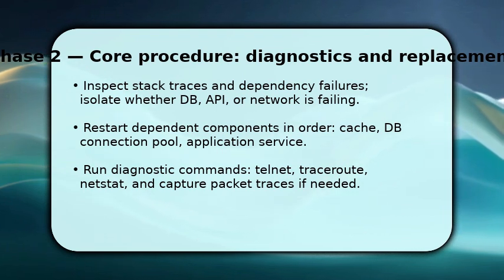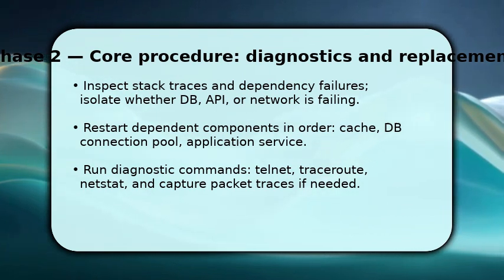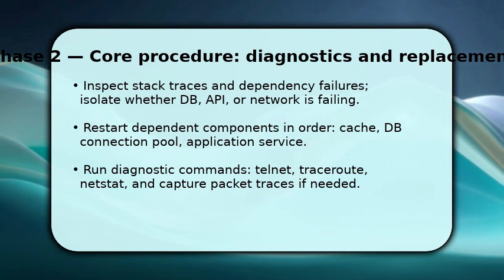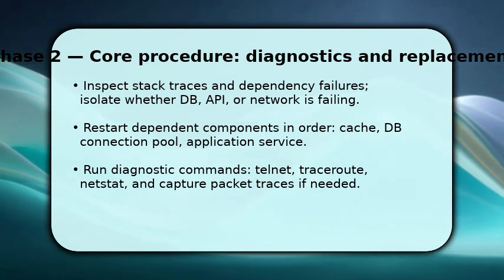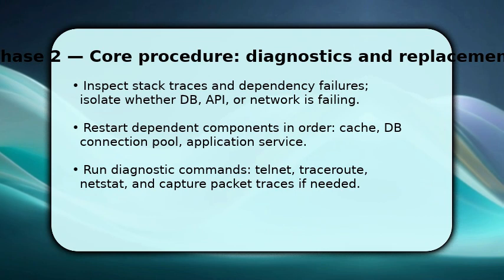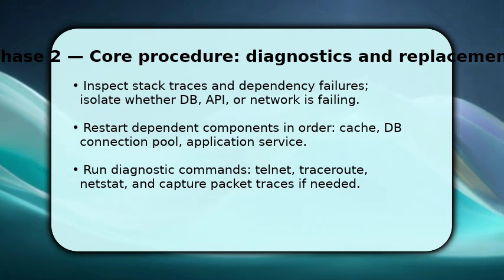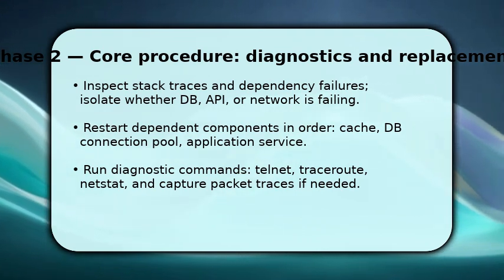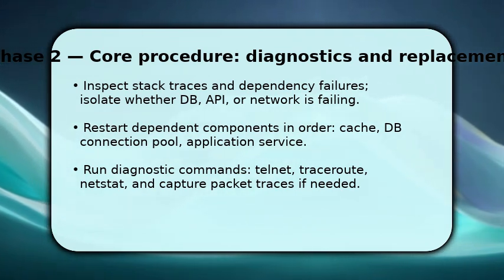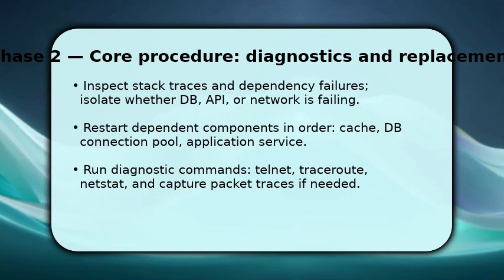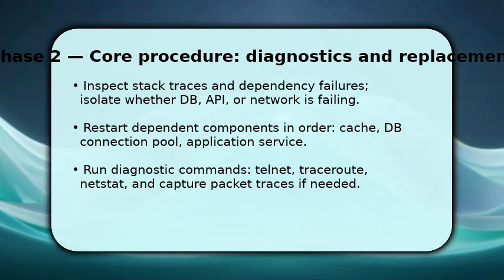Restart components in a controlled order: clear cache, recycle DB connection pools, then restart the application so connections rebuild cleanly. Use Telnet and Netstat to confirm open sockets and, if intermittent, run traceroute and capture packets to spot drops. Once you identify the failed layer, plan a targeted fix.